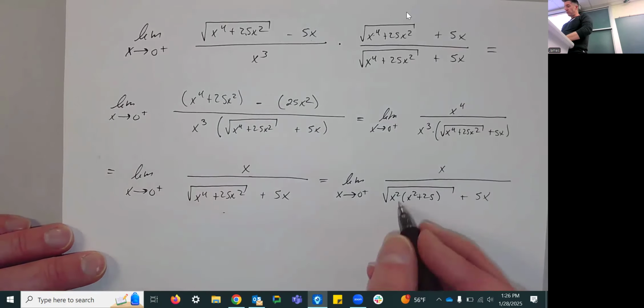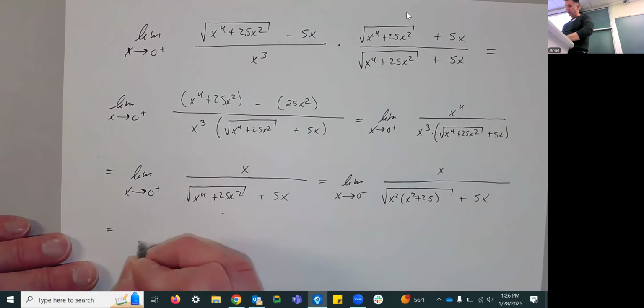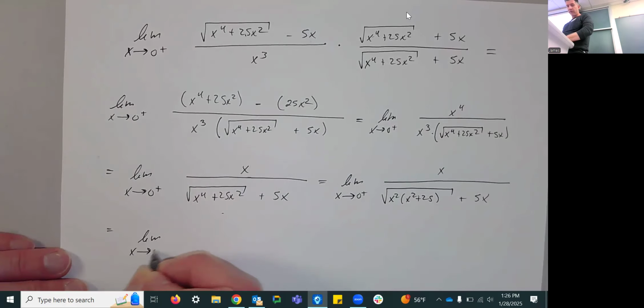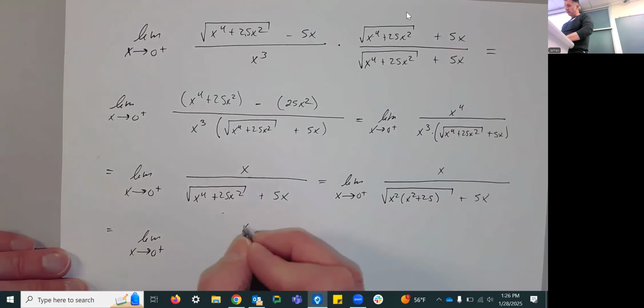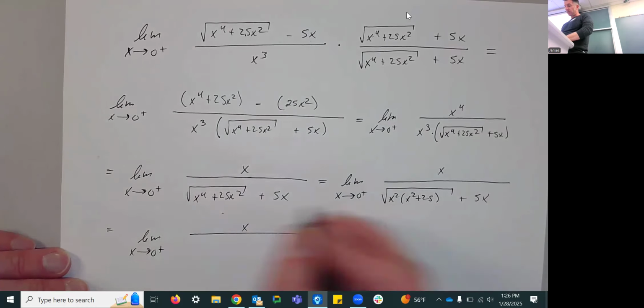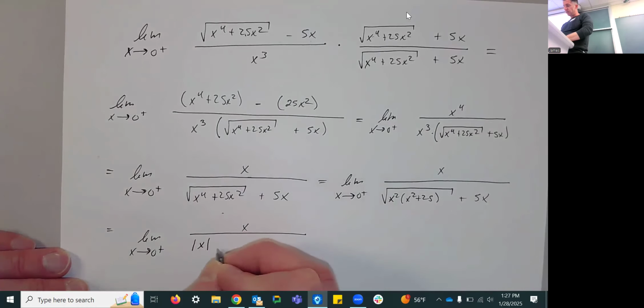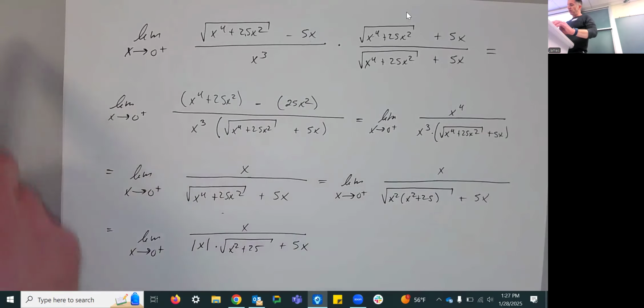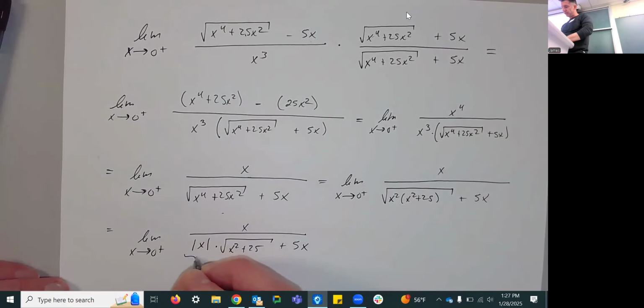So then the square root of x squared comes out. We have the limit as x approaches 0 from the right of x divided by the square root of x squared, which is the absolute value of x, times the square root of x squared plus 25 plus 5x. And then we'll again observe that the absolute value of x is indeed just equal to x in this particular example, since x is already positive.